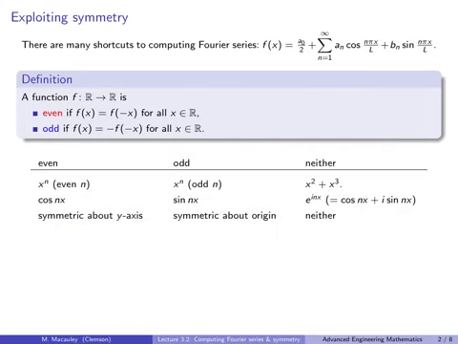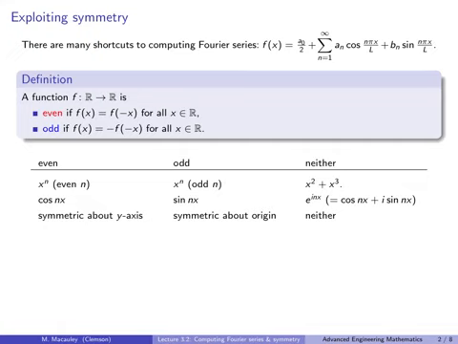To summarize, all of the following are examples of even functions. X to the n, where n is even, cosine of nx, or any function that's symmetric about the y-axis. The following are examples of odd functions. X to the n, where n is odd, sine of nx, or any function that's symmetric about the origin. And of course a whole bunch of functions are neither. Things like x squared plus x cubed, e to the i nx, which is cosine nx plus i sine of nx, are functions that have neither type of symmetry.